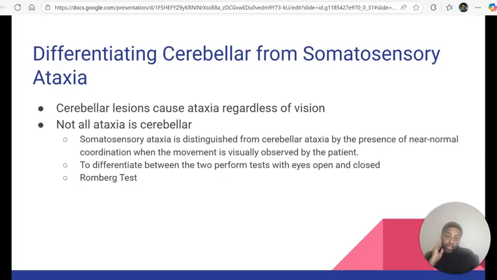Now, how do we differentiate between cerebellar ataxia and somatosensory ataxia, or sometimes it's called sensory ataxia? With cerebellar ataxia, the ataxic movement is present regardless of vision occlusion, whereas with sensory ataxia, when a person is observing the movement pattern, then the ataxia is much less.